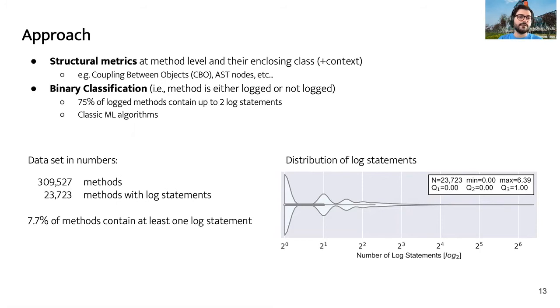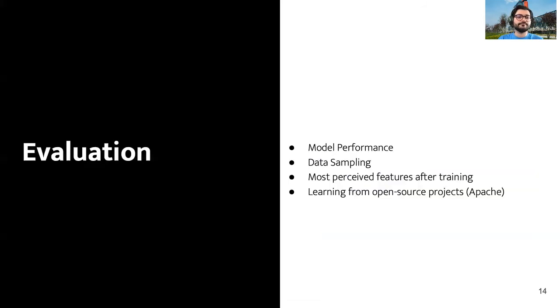The rationale for that is that there aren't any log statements when a method is not logged, as you can see in the violin plot on your right. And also we can trade off the benefit of using more complex models over simple models. So we evaluate our approach under 4 different perspectives.